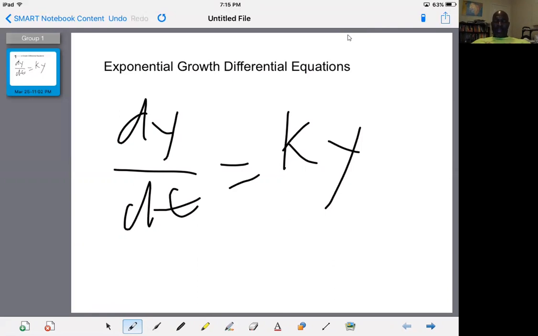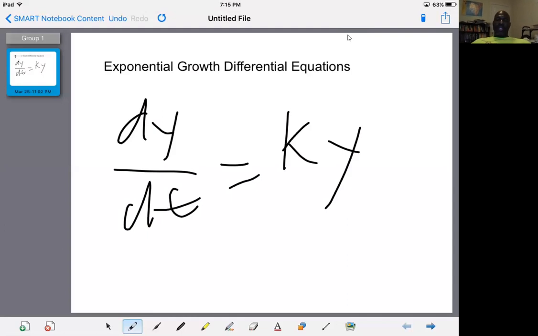This K is called the proportionality constant, or just the growth factor. Now, look very clearly at this differential equation, because we're going to solve it, and its solution is one that you would like to remember. Look closely: K is just some constant, so K is not a variable. Our variables are y and t.